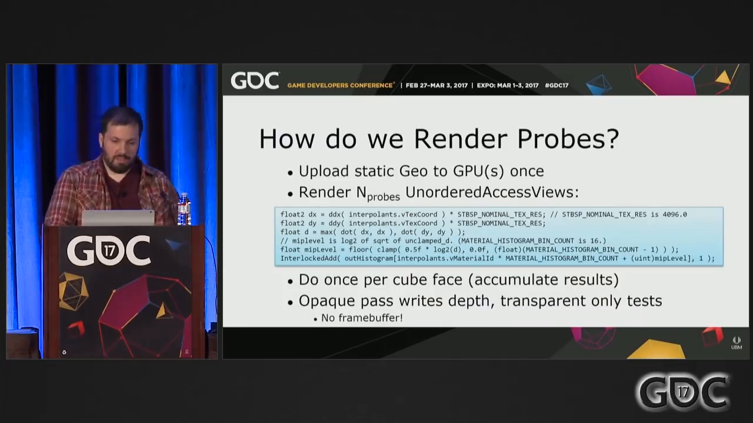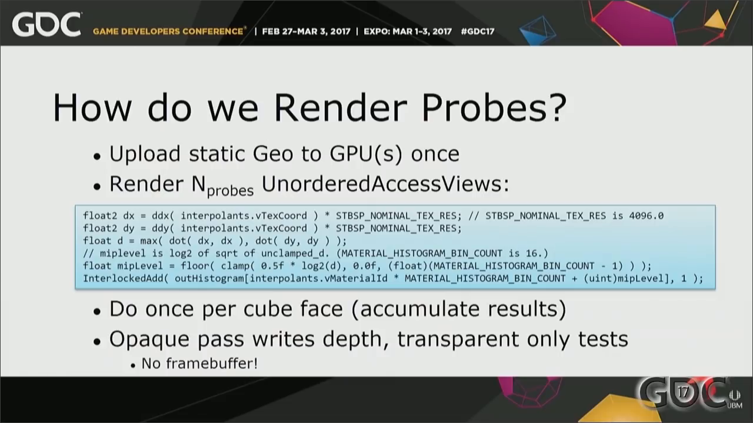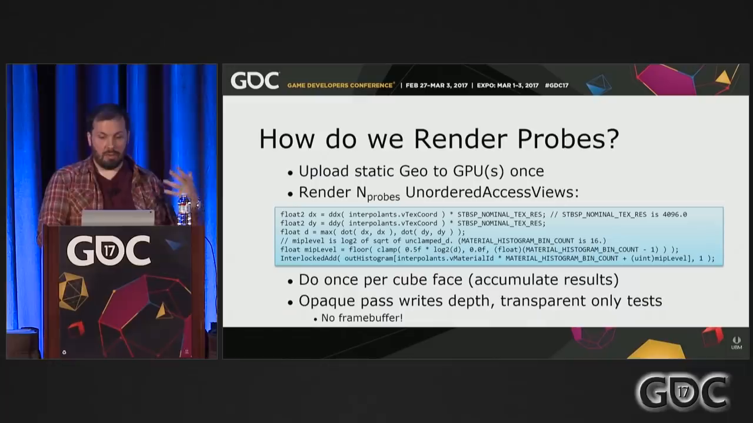So we upload the static geometry to the GPU once, and then for each of those probes we render a cube map. We don't have a frame buffer we're rendering into, we do have a depth buffer, but we render directly to the histogram using an unordered access view. So once per cube face, we render, I won't go through the code, but the unordered access view is basically an array per material per MIP level, and it's fairly compact so that it doesn't take a lot of bandwidth to pull those back down from the GPU.